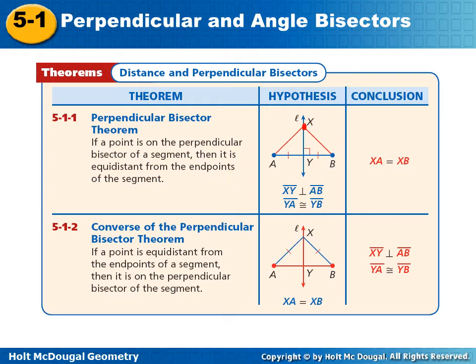The converse of the theorem states that if a point is equidistant from the endpoints of a segment, then it is on the perpendicular bisector of the segment. So if XA equals XB, then XY is perpendicular to AB, and YA is congruent to YB.